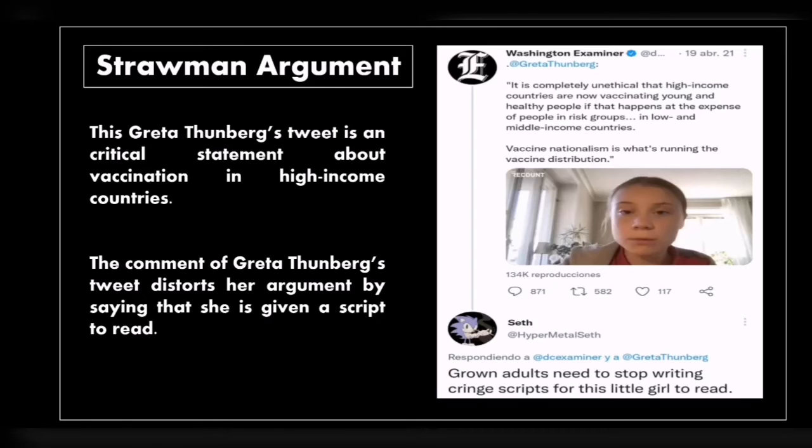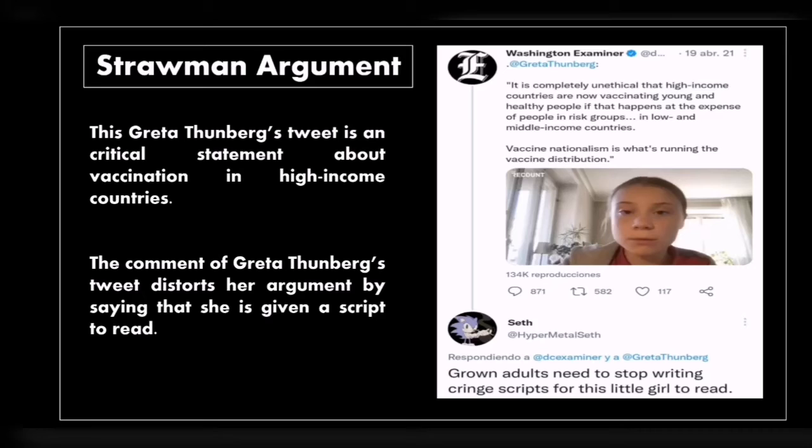Greta says, "It is completely unethical that high-income countries are now vaccinating young and healthy people if that happens at the expense of people in risk groups in low and middle-income countries. Vaccine nationalism is what's running the vaccine distribution." However, below this tweet, there is a comment from a person who attempts to distort Greta's argument.